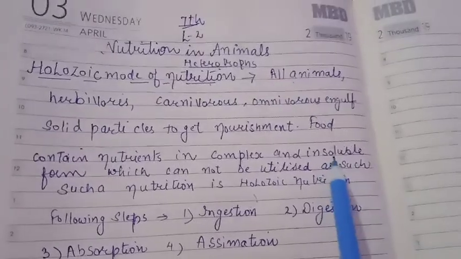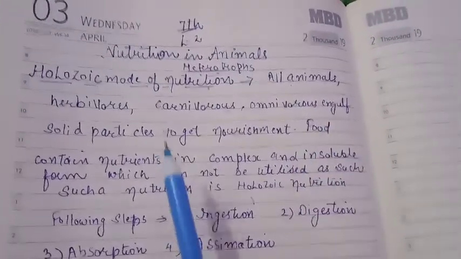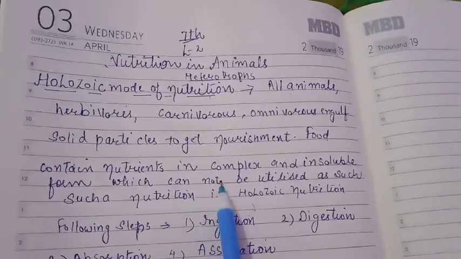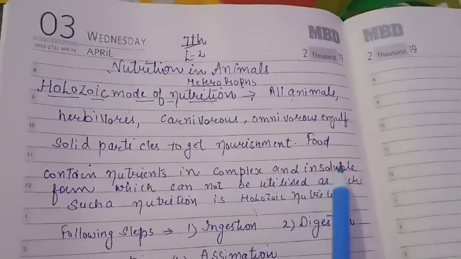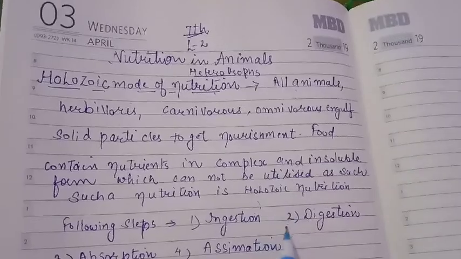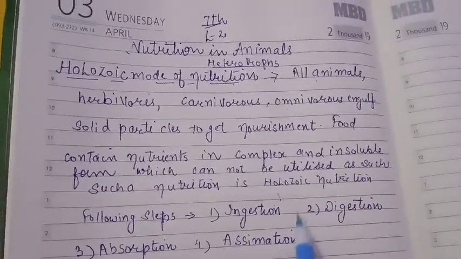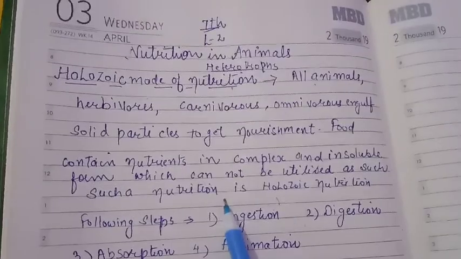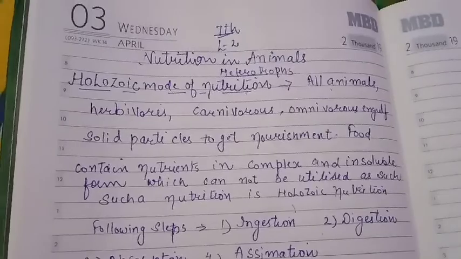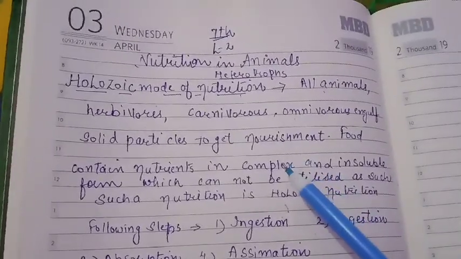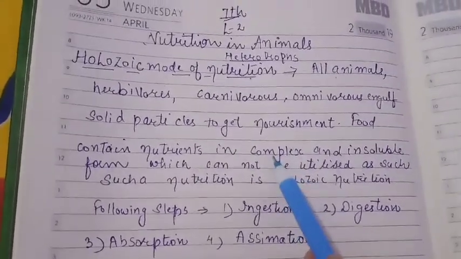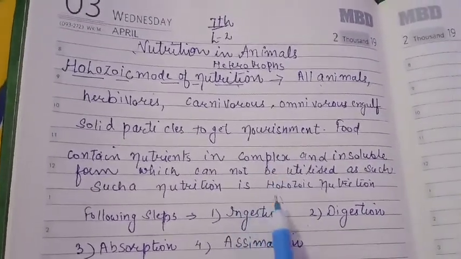As the solid food which is taken contains nutrients, carbohydrates, fats, proteins, vitamins, minerals, and it is in the complex and insoluble form which cannot be utilized as it has to go through the process of digestion. This type of nutrition, engulfing of solid food, is called holozoic nutrition. Now, to convert it into simple and soluble form, it has to follow some steps to provide energy to the body.